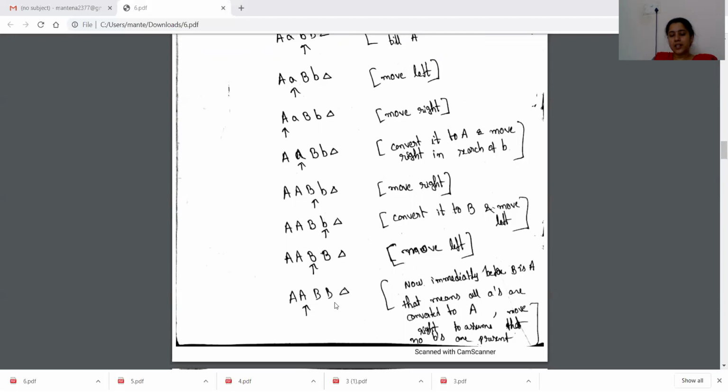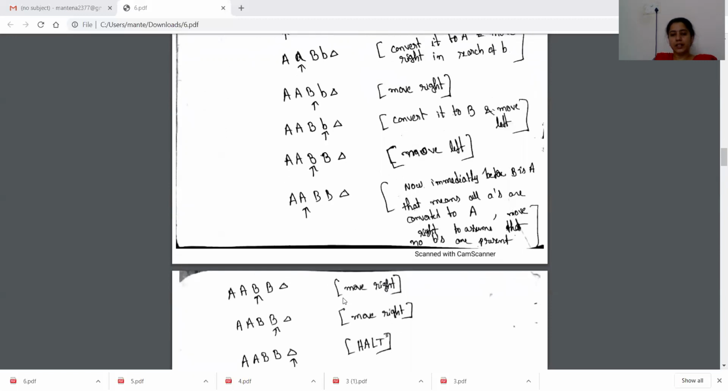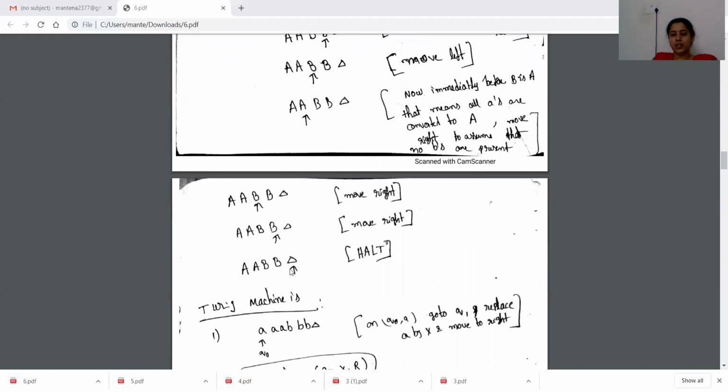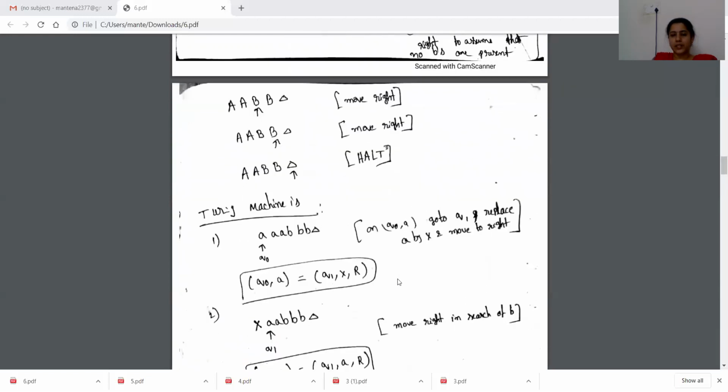Then we finally reach the blank symbol, delta. Whenever we reach the delta, then halt. And how to write the transition functions here: first take the starting state as Q0. Q0 on a, what we are doing, we have to make this a as capital X. Here we are making them X and Y. A and B, we are making them capital X and capital Y. So Q0 on a, make that capital X and move to right.